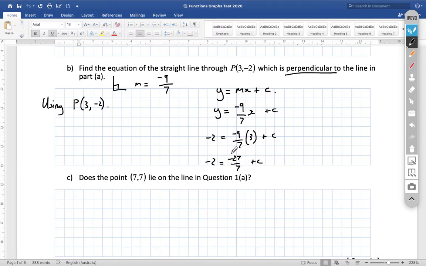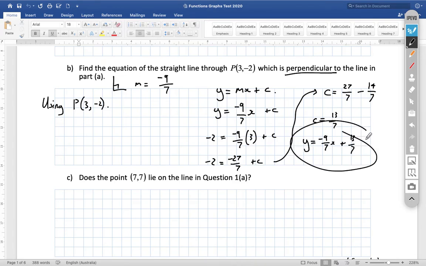We need to add 27 on 7 to both sides. So there, say therefore, I get 27 on 7 plus, that's a minus, sorry, minus 14 on 7. So I've changed the 2. I think you can see what I'm doing here. I work out my C, I put it all together. Make sure you answer the question and give the full equation of the line at the end. Right. Okay.